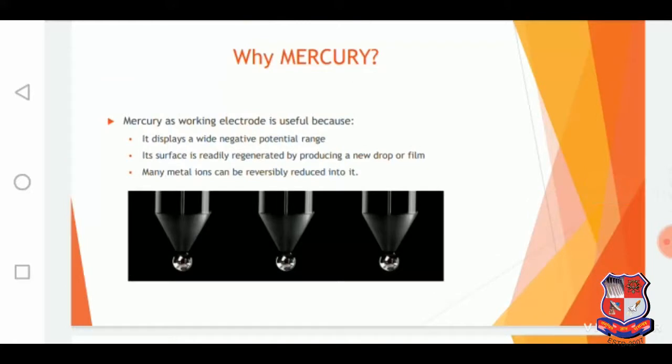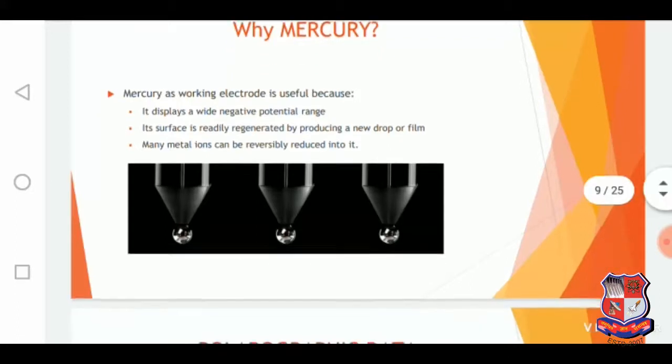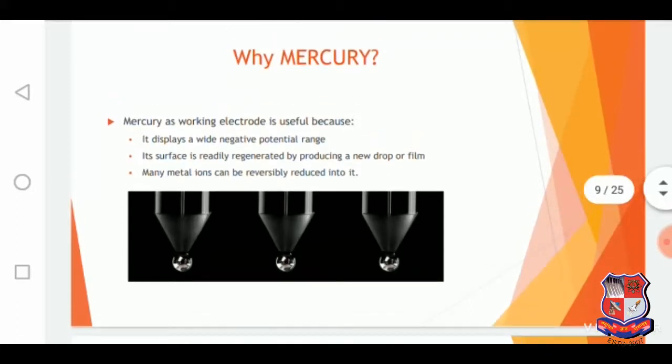So why mercury? Mercury as a working electrode is useful because it displays a wide negative potential range. Its surface is readily regenerated by producing a new drop or film. Many metal ions can be reversibly reduced inside it. These are the main advantages of using mercury.